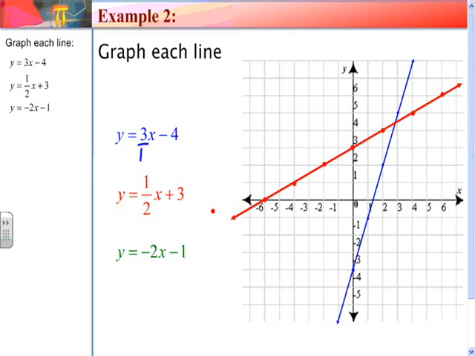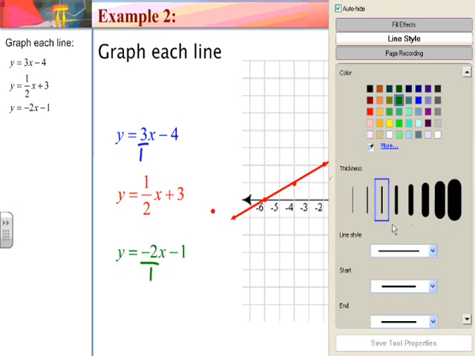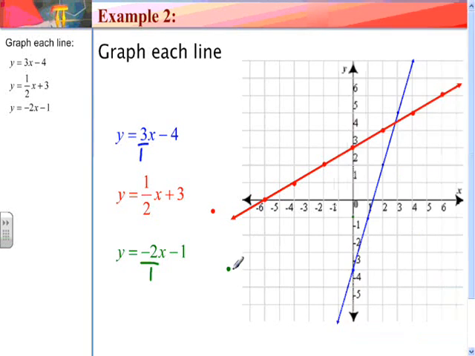This one's a little bit different because the slope is negative. And again, think about the slope as -2/1. So we can think about that as a rise and a run. So y equals -2x minus 1. My y-intercept is -1, so I go down 1 on the y-axis. Again, let me make that a little bit thicker so we can see it. -1, and then my slope is -2.